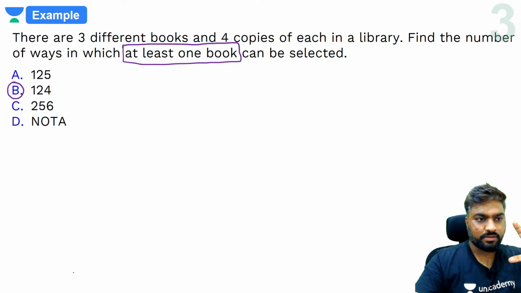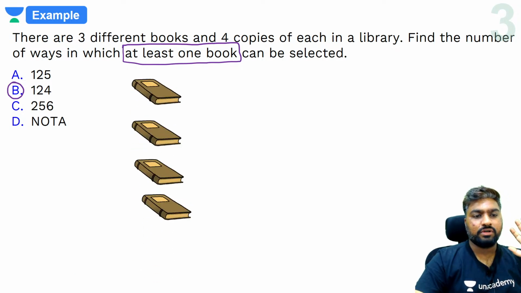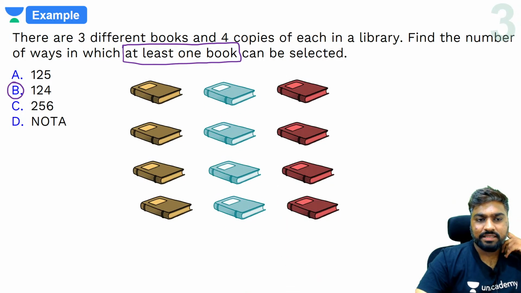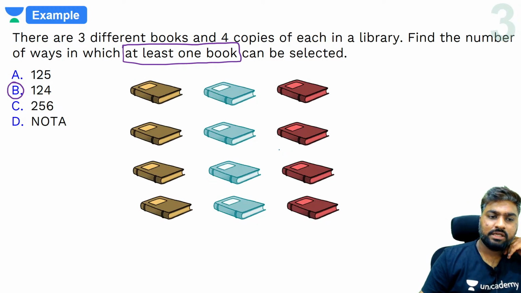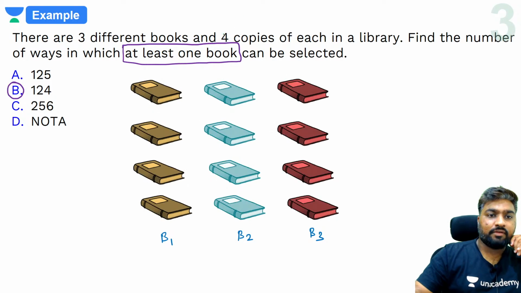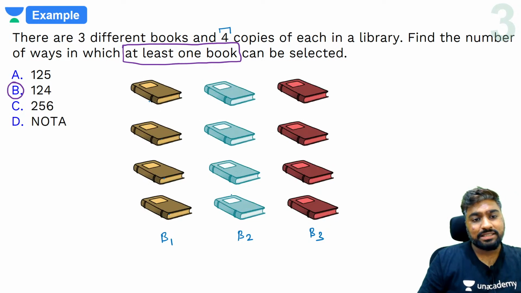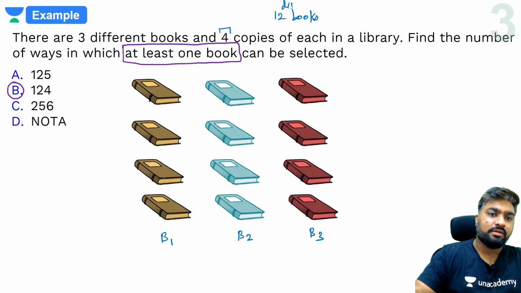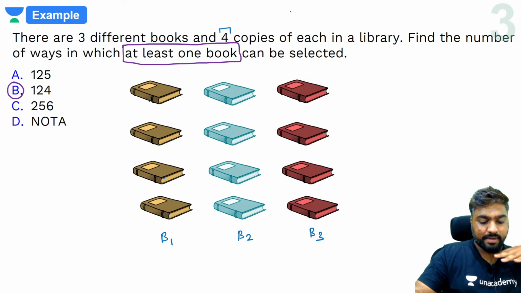Okay, I'll help you understand this. 3 different books: book type 1, book type 2, book type 3. Now, there are 4 copies of each: copy 1, copy 2, copy 3, copy 4. So I cannot say that there are 12 books. When I say 12 books, it should mean 12 distinct books. Are there 12 distinct books? No. They are in groups of 4.